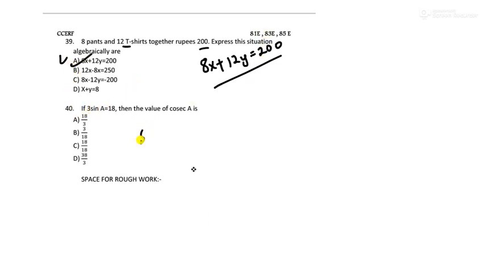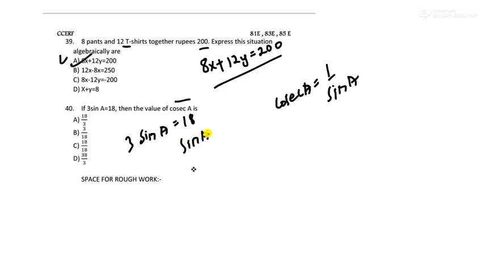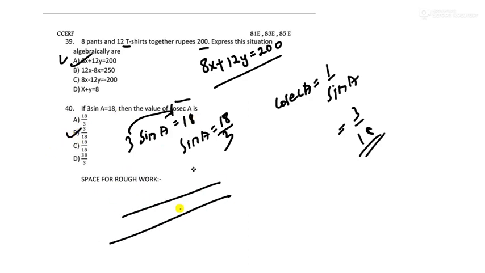Next, if 3 sine a is equal to 18, then what is the value of cosec a? We all know that cosec a is the reciprocal of sine a, whatever sine you have got, just take the reciprocal of that. So if 3 goes to the other side, it becomes 18 by 3. The reciprocal of that is the answer for cosec, so it is 3 by 18. So the answer is B, 3 by 18. This is how you have to solve the problem.